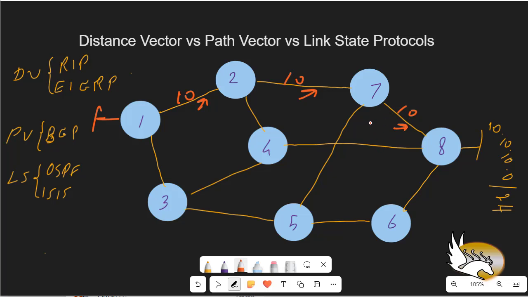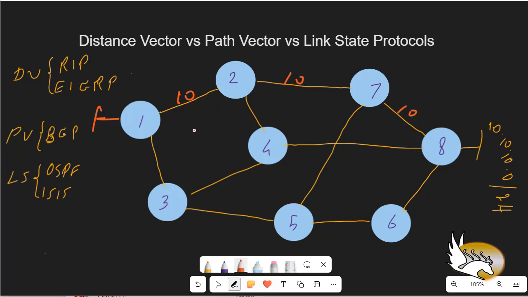So I'm going to say half a gigabit per second, also 30 milliseconds of delay. That's going to be put in a calculation, and that's going to give me a value. And I'm going to do this calculation for all the possible paths to the destination.